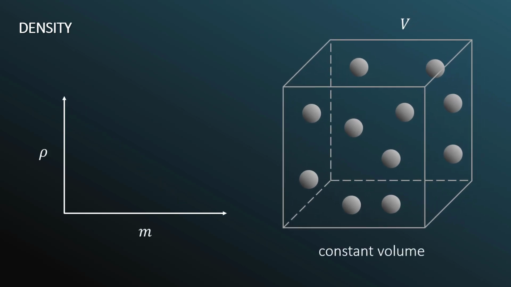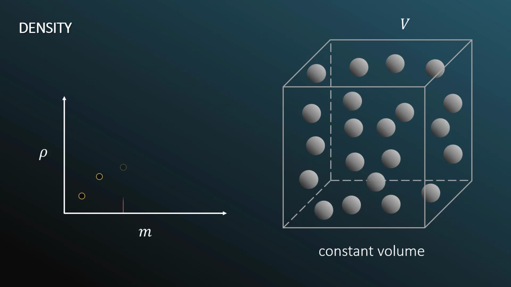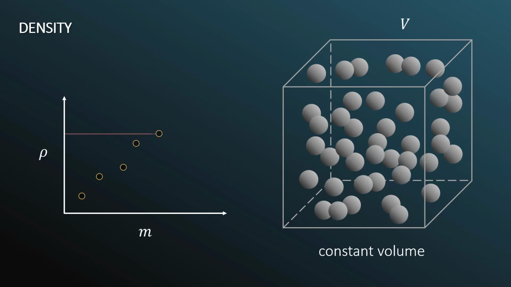Let's now plot density versus mass, assuming we keep a constant volume. So in the current state, we have some density as a function of the mass. If I increase the mass inside the volume, we get a new point on the plot. If I increase the mass again, we get another point on the plot. Again, another point, and again, another point.